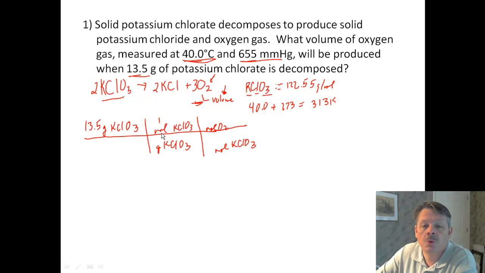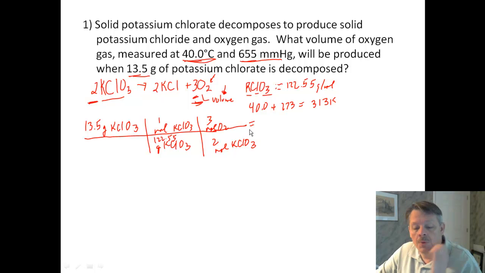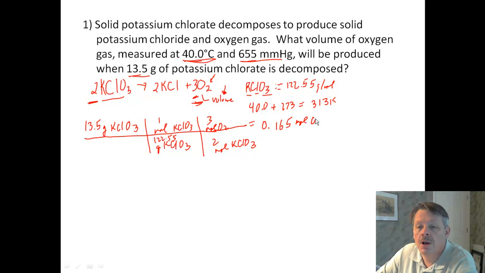And 1 mole of potassium chlorate we just figured out weighs 122.55 grams. And for every 2 moles of potassium chlorate, we produce 3 moles of oxygen. So we have a 2 to 3 ratio there. When we actually do that math out, we get 0.165 moles of oxygen.